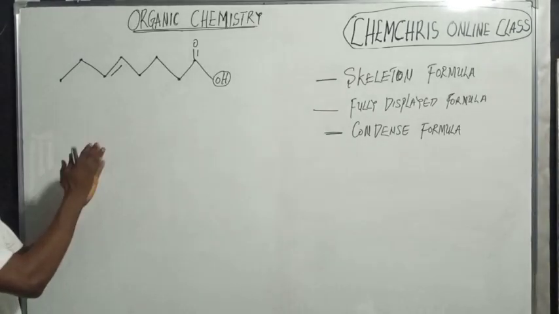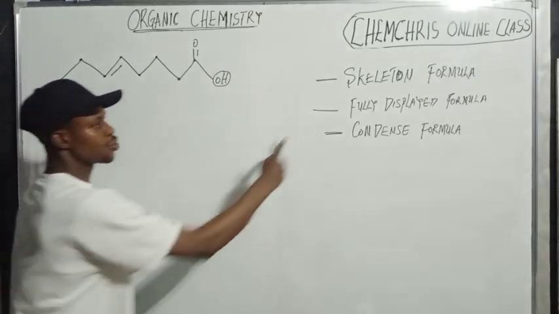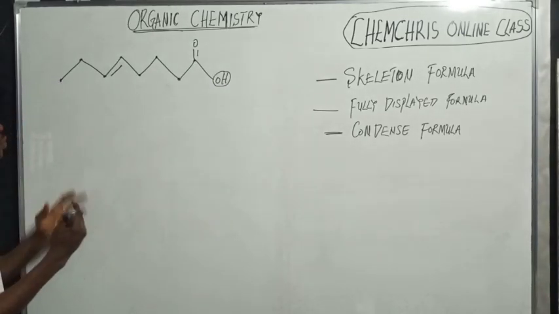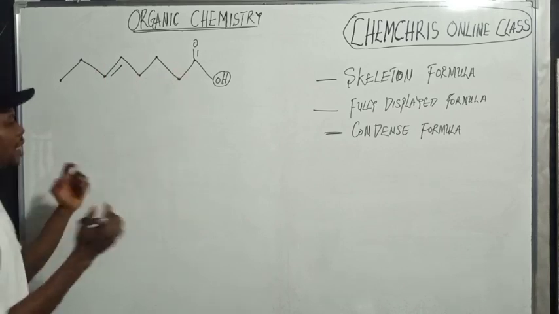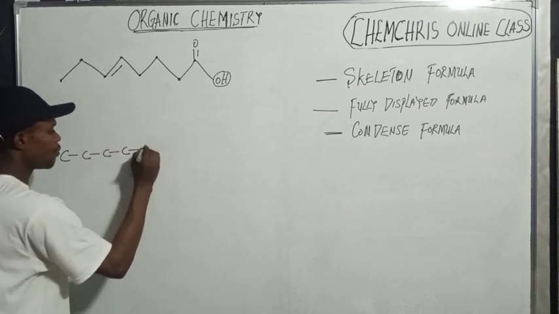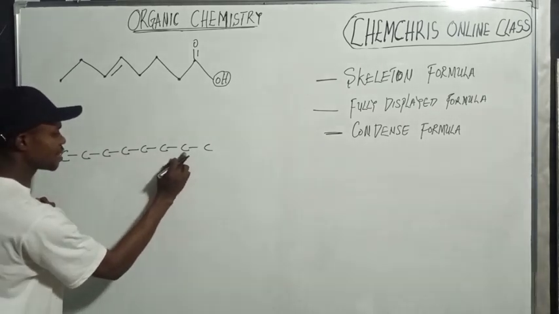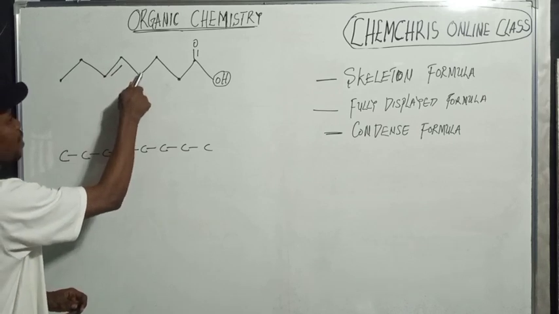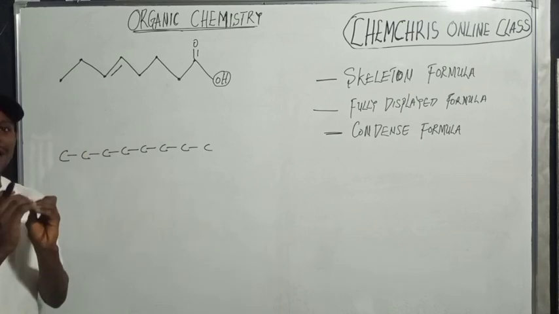So now let's transform this skeletal structure to a fully displayed formula. Here we have the skeletal form, and let's convert it to a fully displayed formula. The first thing to do is to know the number of points, which is 1, 2, 3, 4, 5, 6, 7, 8. So there will be 8 carbons. Do you understand? Let's confirm it again: 1, 2, 3, 4, 5, 6, 7, 8. Do you understand? Now, if you check this one here, it's only at that point.